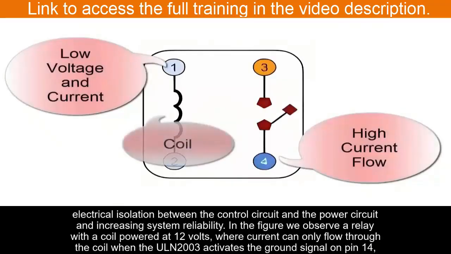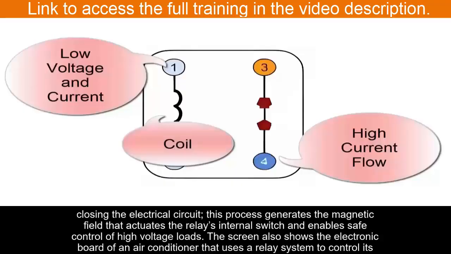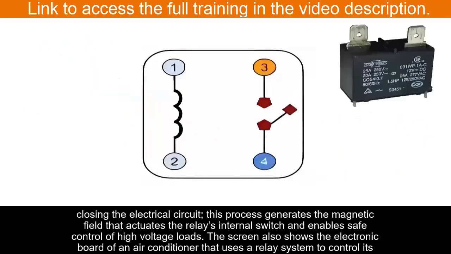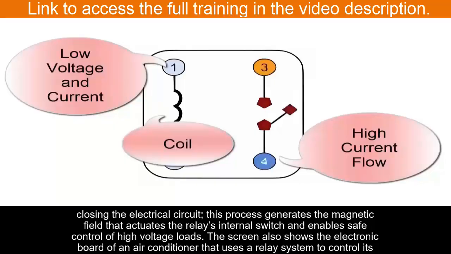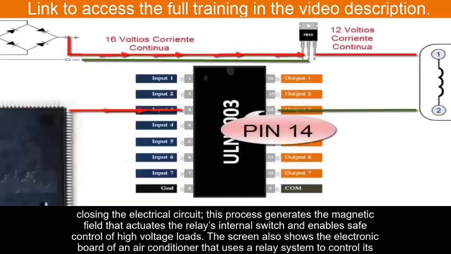In the figure, we observe a relay with a coil powered at 12 volts, where current can only flow through the coil when the ULN2003 activates the ground signal on pin 14, closing the electrical circuit. This process generates the magnetic field that actuates the relay's internal switch and enables safe control of high voltage loads.